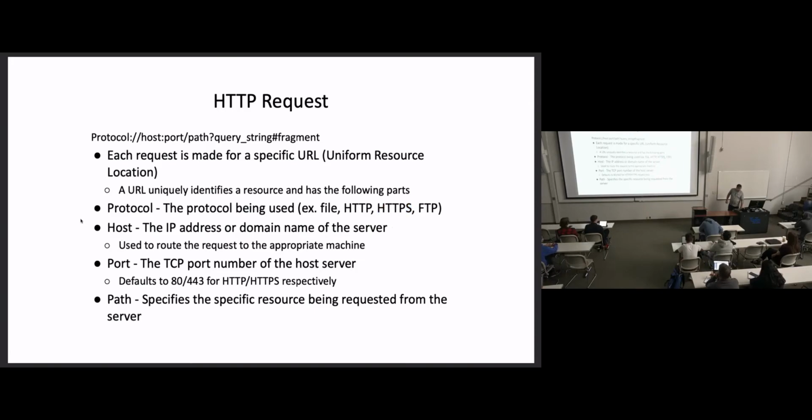But the protocol is first, then the host. This can either be the IP address or the domain name of the server you want to access. So if you type in buffalo.edu, that's perfectly valid. It just indicates to your DNS code, hey, run this code, access the DNS server, and get the IP address for this domain.